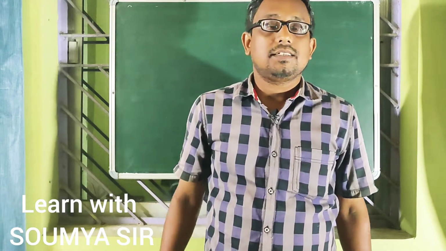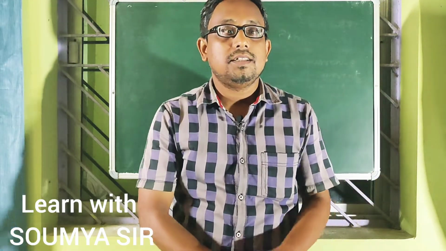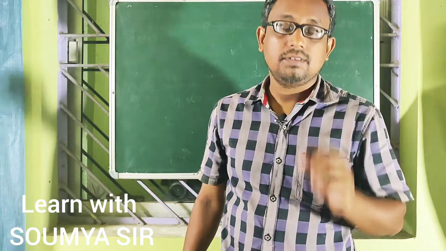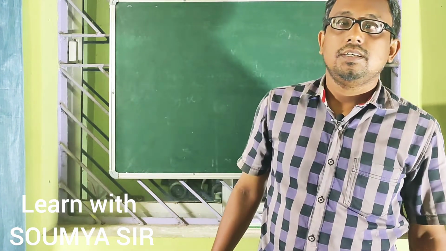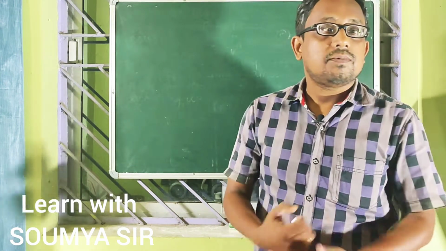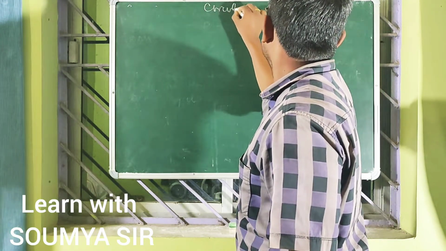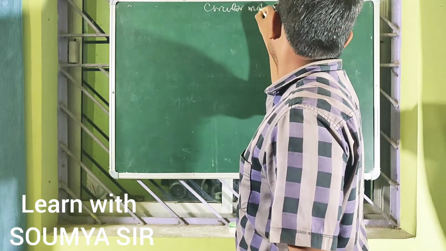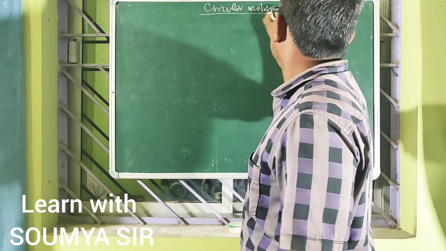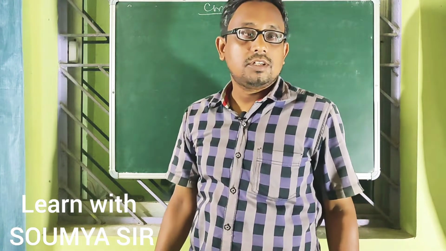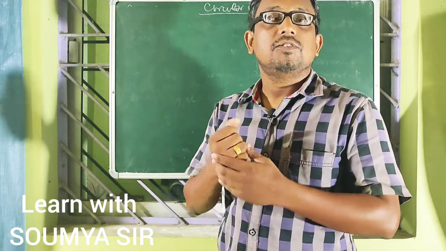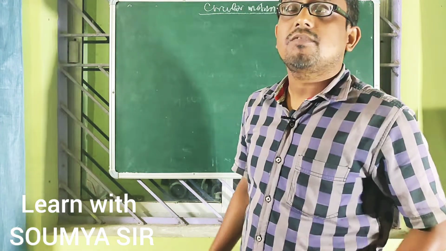So in the last class we have read the equations of motion. Today we will read another type of motion which is called circular motion. So what is circular motion? Circular motion is the motion of a body in a circular path.